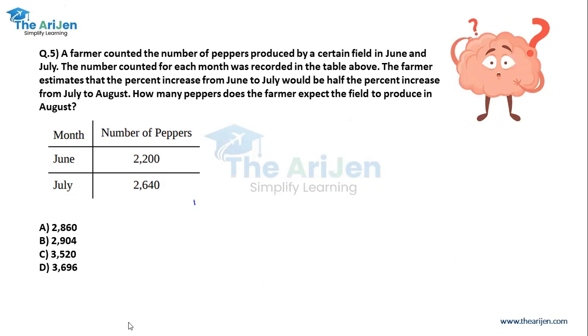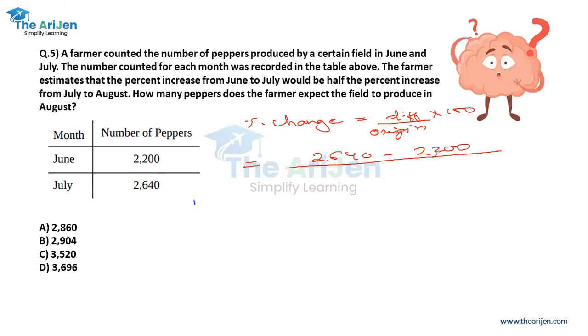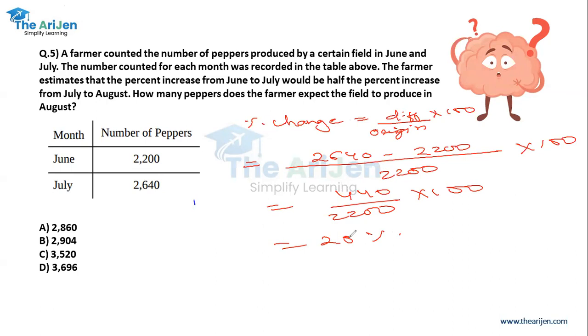So first we will find the percent increase from June to July using the percentage formula. And what is the percentage formula? I'm writing it here for you. Percent change is equal to the difference of new and old, over the original, multiplied by 100, right? So when you put the values accordingly, you get 2640 as the new value and 2200 as the old value. And when you multiply by 100, you get 440 by 2200 into 100, and on solving further you will get 20%, right? So that is your percentage change.